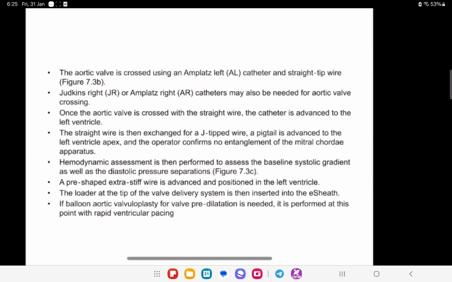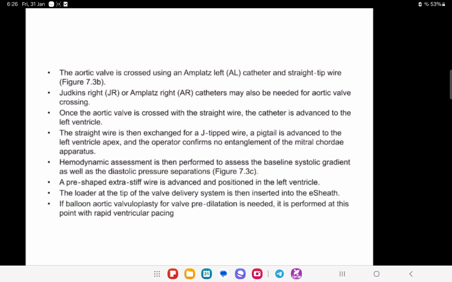The aortic valve is crossed using the Amplatz left catheter and a straight tip wire. Judkins right and/or Amplatz right catheters may also be needed for aortic valve crossing. Once the aortic valve is crossed with a straight wire, the catheter is advanced to the left ventricle. The straight wire is then exchanged with a J-tipped wire, and a pigtail is advanced to the left ventricular apex, and the operator confirms no entanglement of the mitral chordae apparatus.